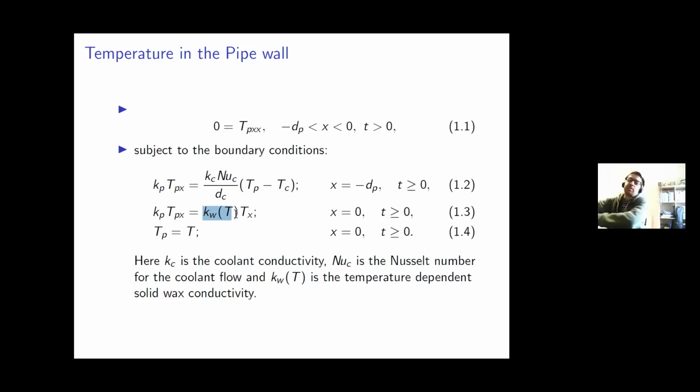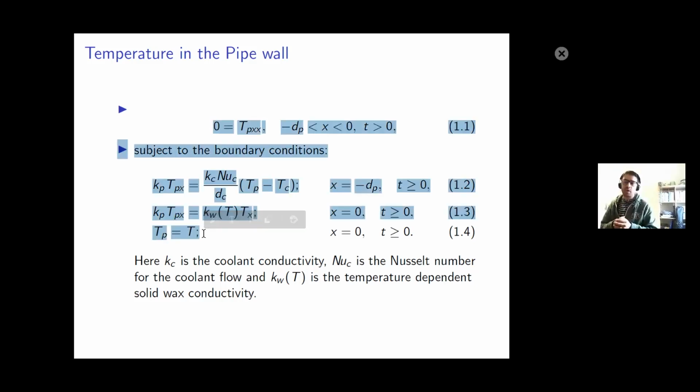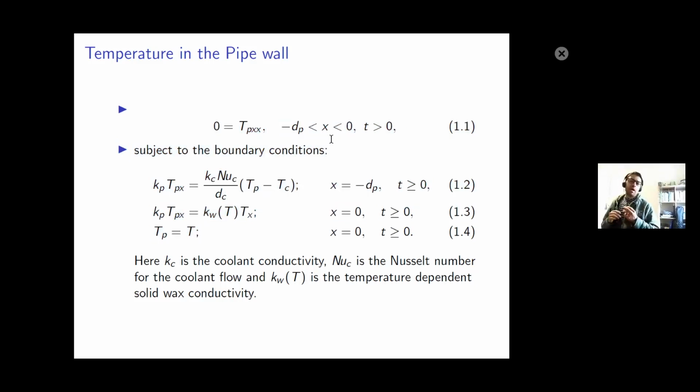Now, just going back to this, this is our formulation for the temperature in the pipe wall. We have one PDE in equation 1.1 and three boundary conditions. That doesn't quite add up, because we've only got a second order PDE and three boundary conditions. What you can do here, because the PDE is quite simple, is essentially solve for two of the boundary conditions and then leave the third one unprescribed. And so that's what we're going to do for now.